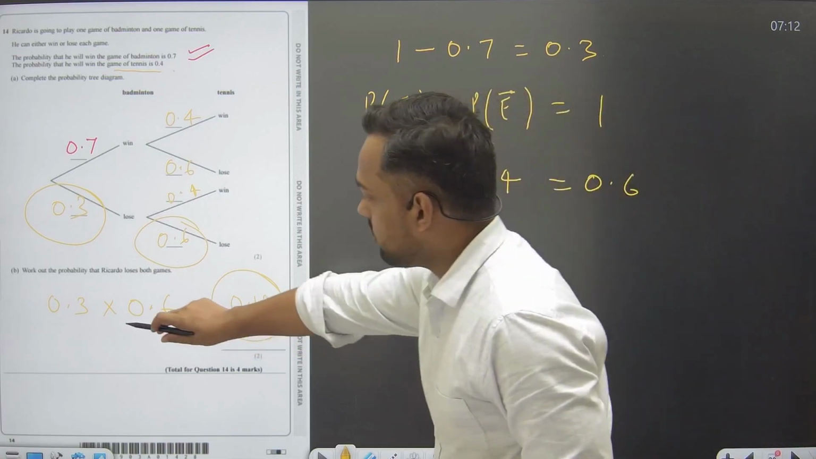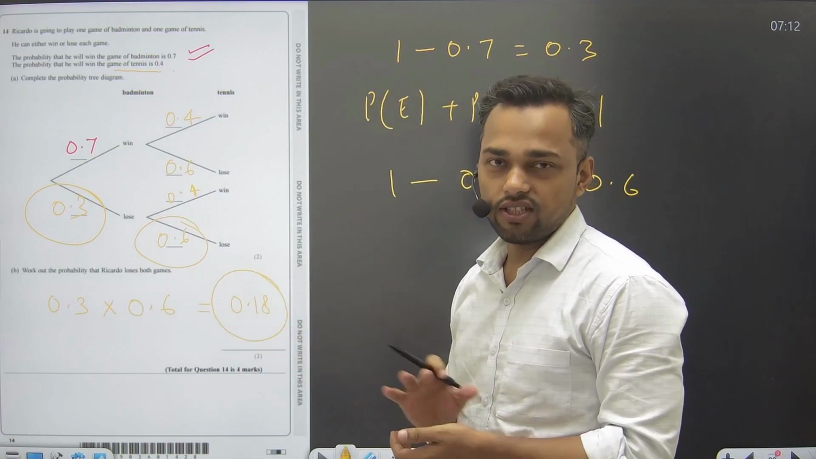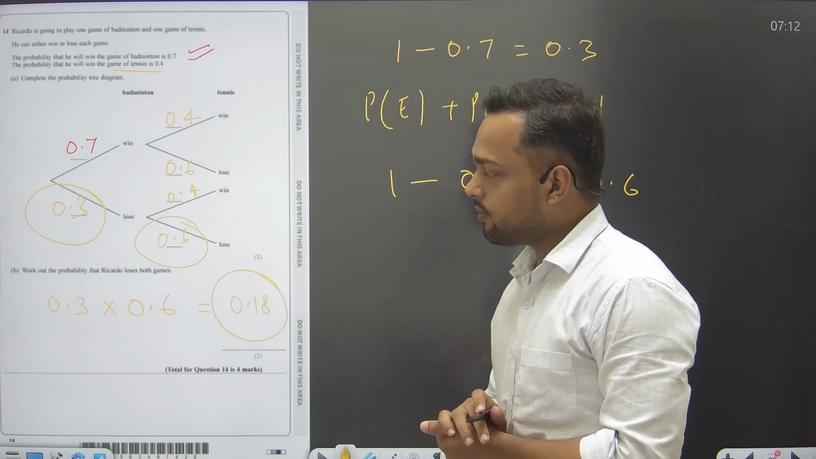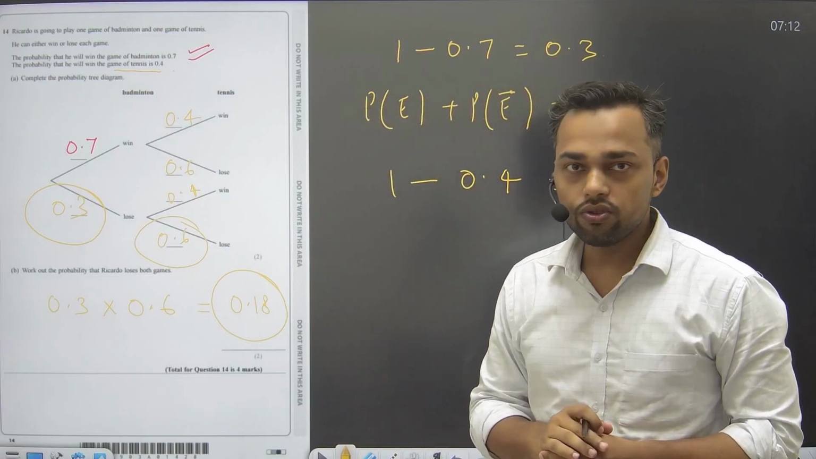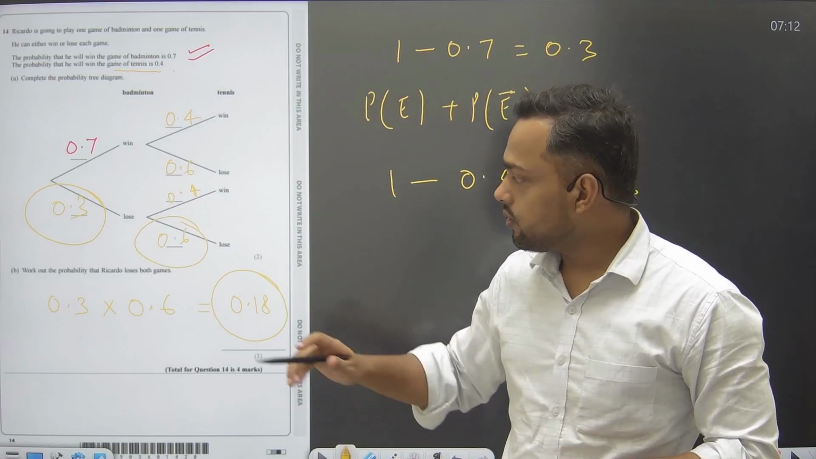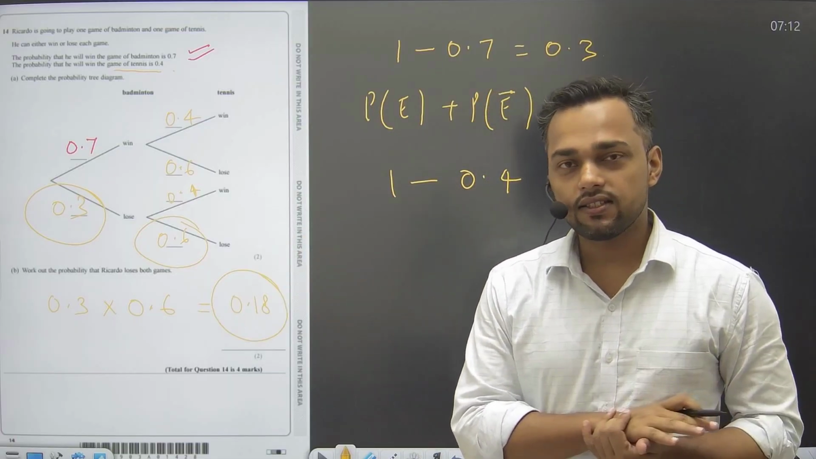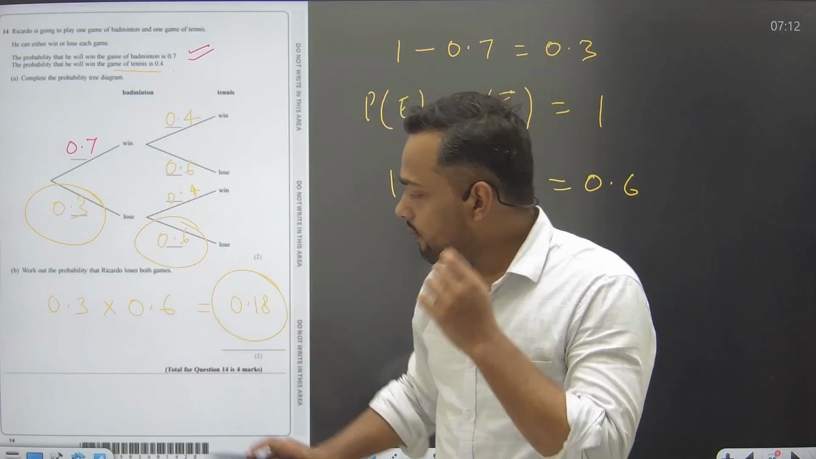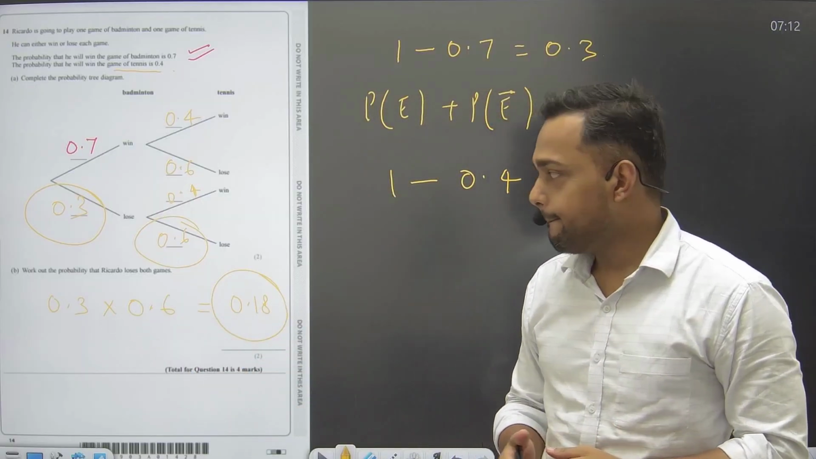Why didn't I make an addition sign here? Because if he had asked what the probability is that Ricardo loses any one of the games, okay, so you need to figure out what the question is asking. Then we need to work out why I have kept the multiplication sign and not the addition sign. Okay.